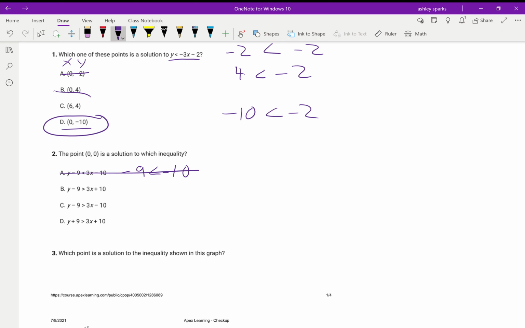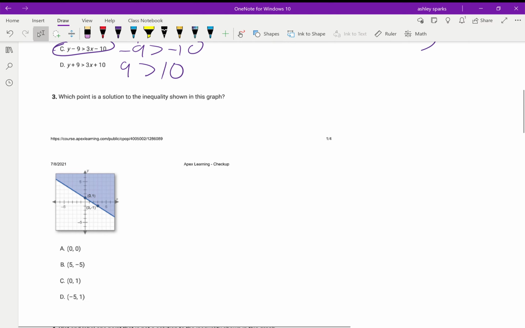Goodbye. Negative 9. There we go. Negative 9 greater than positive 10. Well, that's definitely not true. Negative 9 greater than negative 10. That is true. Negative 9 is greater than negative 10. So we would circle that one. Our last one, 9 greater than 10. Well, we know that's not true.